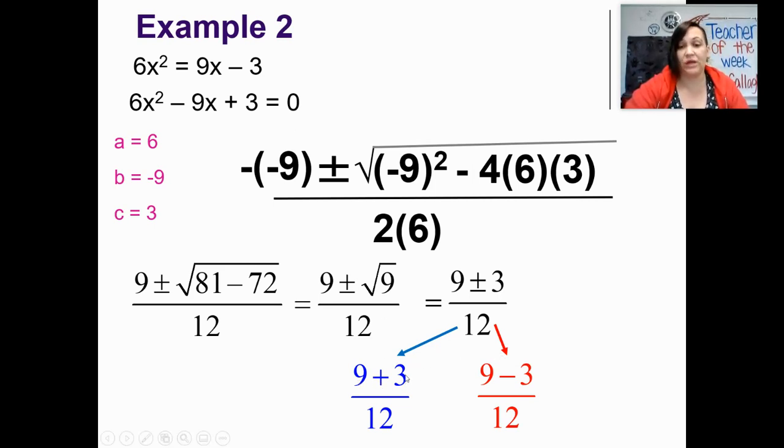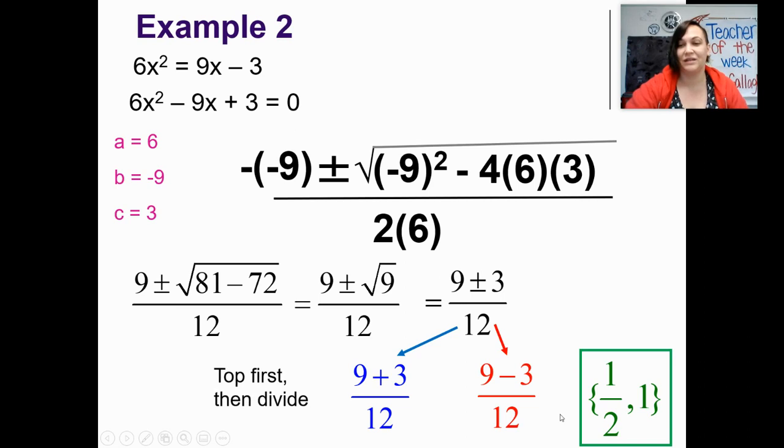9 plus 3 is 12, and 12 divided by 12 is 1. 9 minus 3 is 6, and 6 over 12 simplifies to 1/2. So my two answers in numerical order are 1/2 and 1. If you do the minus first, actually, you'll always get the smallest one first and the biggest one second. So I don't know if you guys want to always do minus first and plus second. I say plus or minus sign, so I have a tendency to do the plus first and the minus second, but it doesn't matter. This concludes our videos for today.